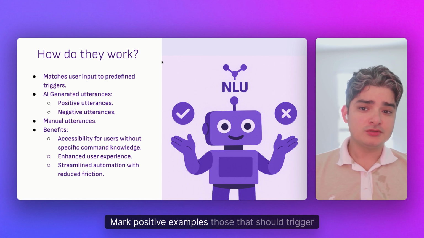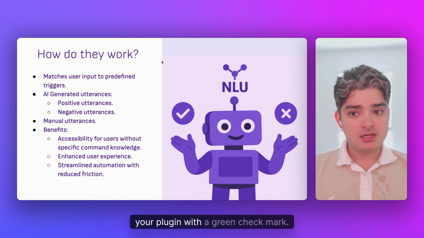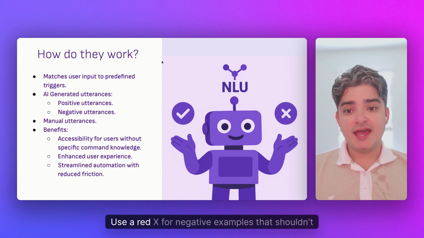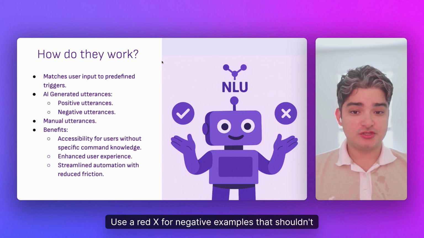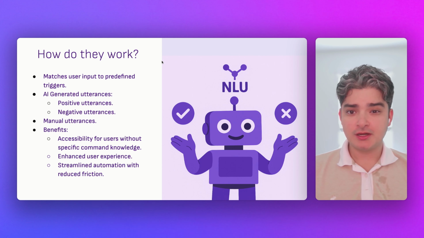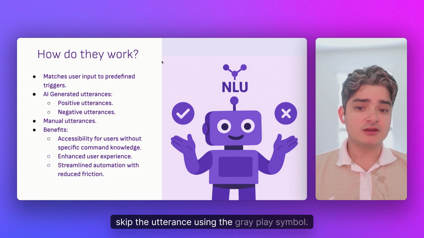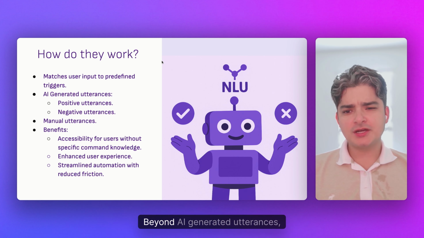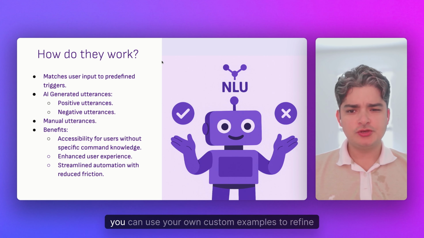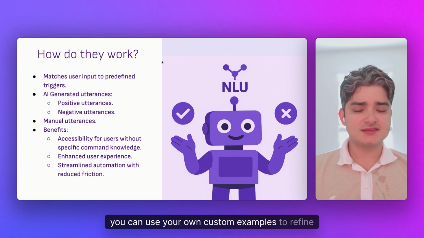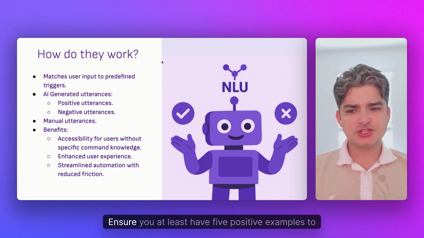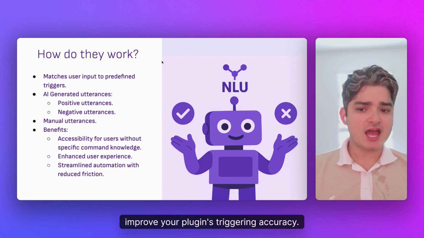Mark positive examples, those that should trigger your plugin, with a green check mark. Use a red X for negative examples that should not trigger it. If you're unsure, skip the utterance using the gray play symbol. Beyond AI-generated utterances, you can use your own custom examples to refine your triggers. Ensure you have at least 5 positive examples to improve your plugin's triggering accuracy.